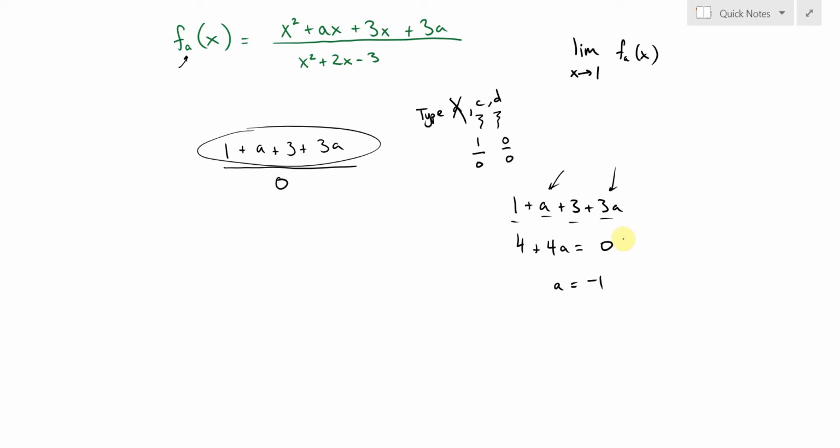So what we see is that for f sub negative 1, when a is negative 1, this is going to lead to a type D problem. It's going to give us a 0 over 0. But for f sub a, where a is anything not equal to negative 1, we're just going to have a type C problem. It's going to be an infinite asymptote.